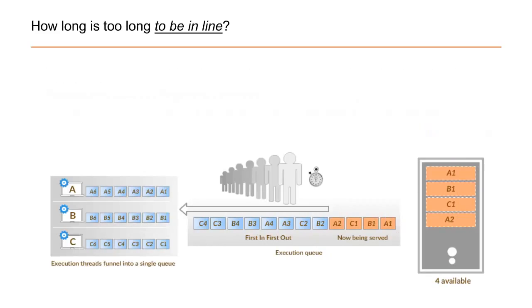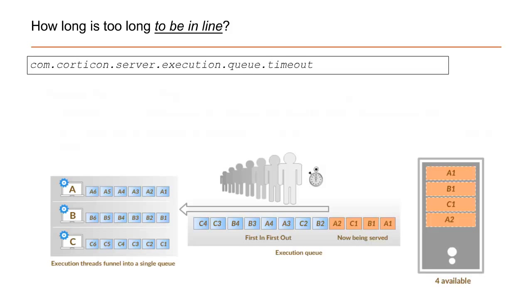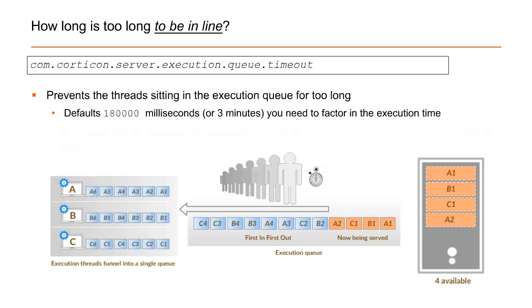Now that the decision services threads must wait in the queue, you might want to prevent the threads sitting in the execution queue for too long. A new timeout property shown here prevents the thread from sitting in the execution queue for too long. Once the thread is added to the execution queue, it will have a finite amount of time to complete its execution. Notice the stopwatch at the queue level.